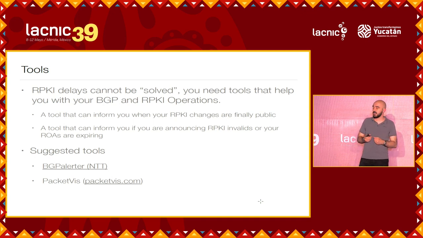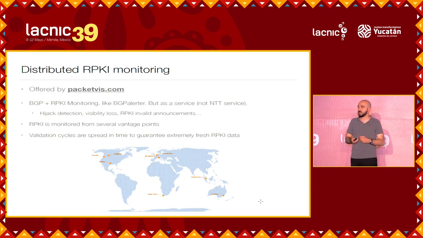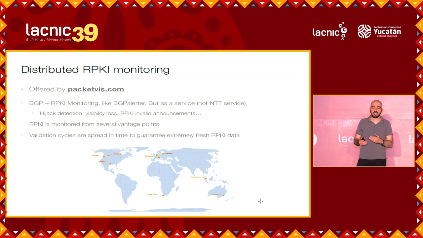I developed it myself, and the other one is PacketVis, which is BGP Alerter as a service. In particular, I would like to mention about the second one that there was a specific focus on drastically reducing the RPKI delays in monitoring. As I said before, it's an important factor. Basically, it is a network of validators distributed in the world, and when they start doing the validation, they ensure the system has fresh RPKI data in less than 1 minute, in addition to the usual BGP monitoring like hijack detection, visibility, and RPKI invalids. So you can connect to this website and start using it, or use the open source BGP Alerter.